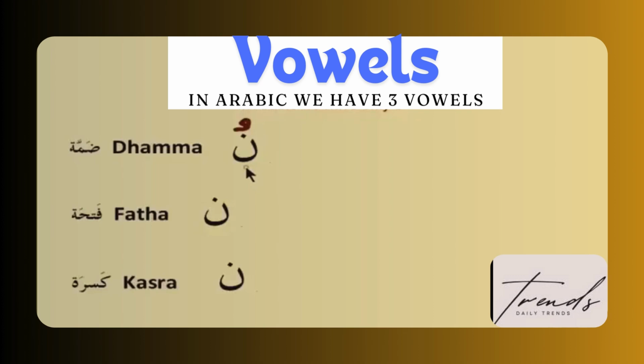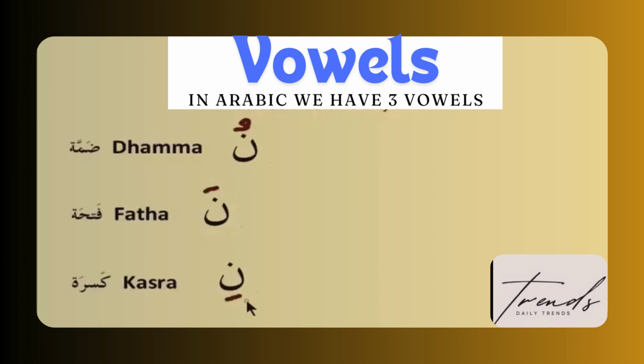Nu. Secondly, we have the Fatha. Now with Fatha, it's written as a line on top of the letter, and it has the sound of A. That would be Na. Finally, we have the Kasra. With the Kasra, it's similar to a Fatha, but it's written on the bottom of the letter, and it has an E sound. So that would be pronounced as Ni.